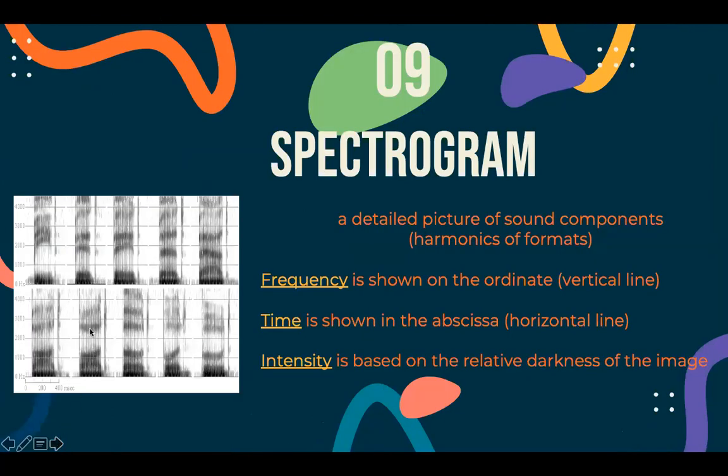So a spectrogram is a detailed picture of sound components or harmonics of formants. So essentially, a spectrogram is a picture of a sound. So its components, frequency, is shown in the ordinate or the vertical line, while time is shown in the abscissa rather, which is the horizontal line, while the intensity is based on the relative darkness of the image. As you can see, there's a gradient. So that's it.